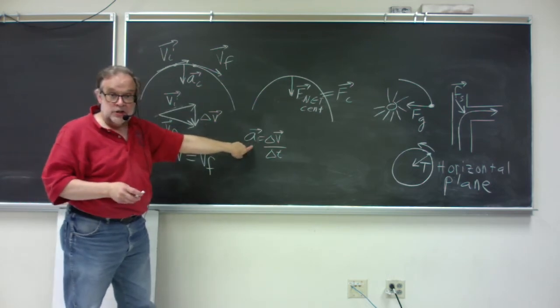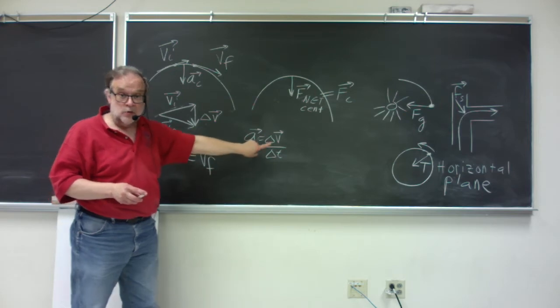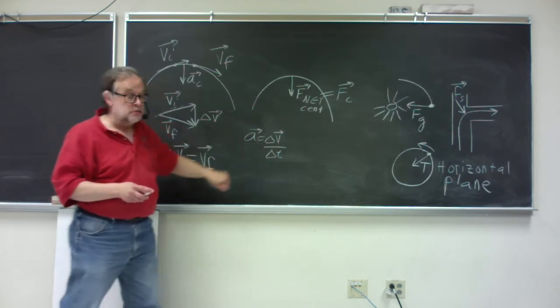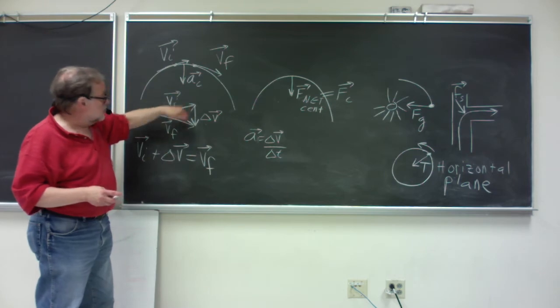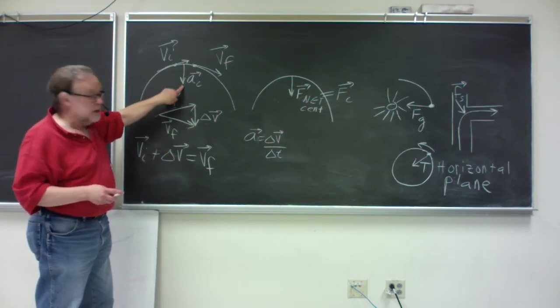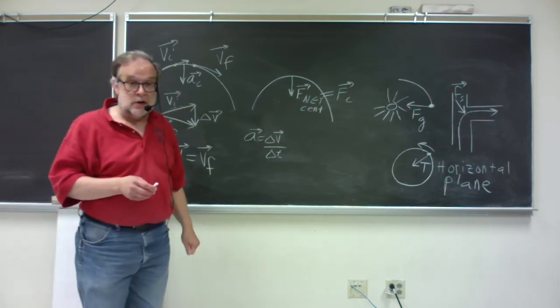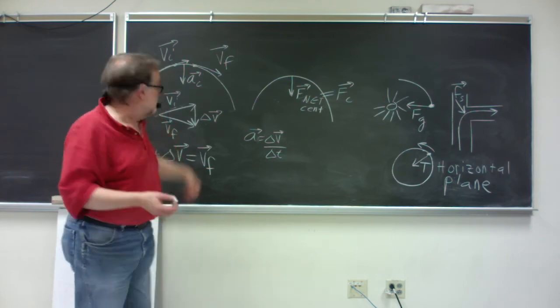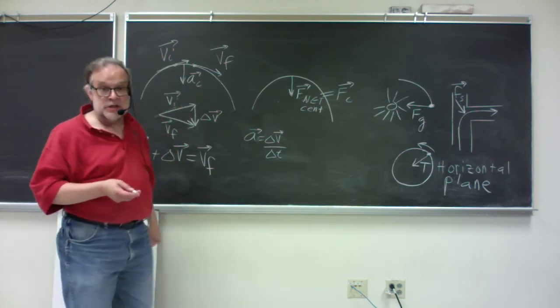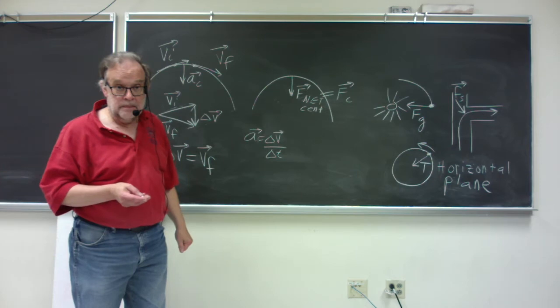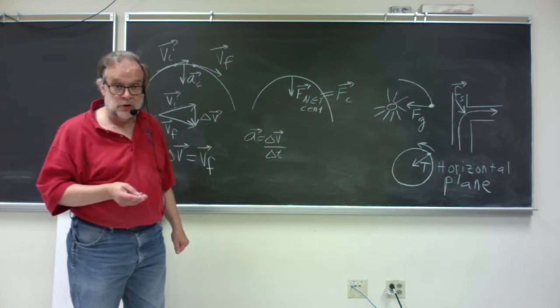And remember our definition of acceleration. That tells us that the direction of acceleration is the same as the direction of delta v. So if delta v pointed straight down, then the acceleration points straight down. Or, put it another way, it's pointing directly towards the center of the circle.